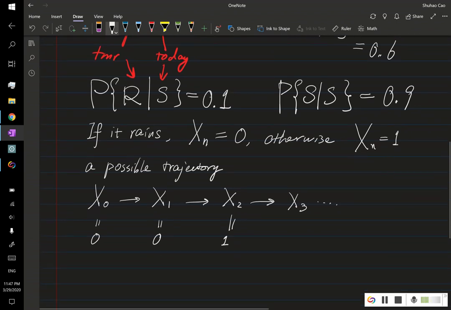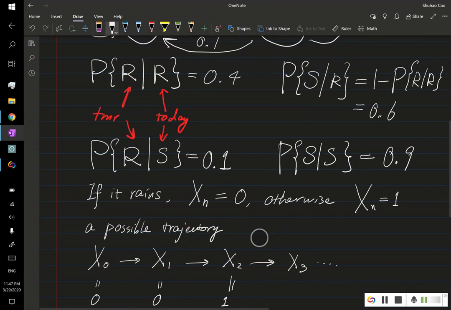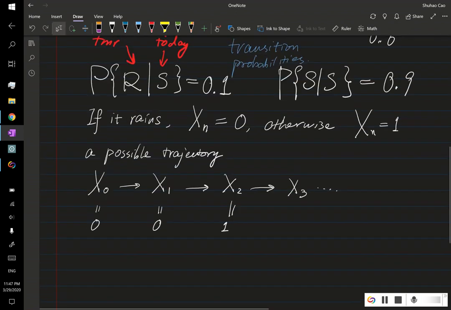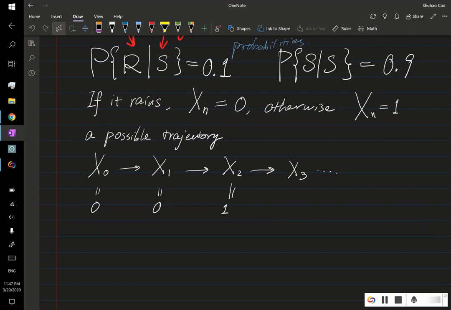Of course, we can have X_0 take another value, so it's all about these 4 probabilities. They are called transition probabilities. So now let's formally define these transition probabilities.